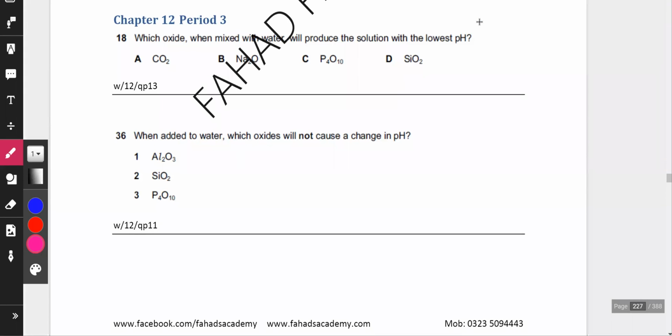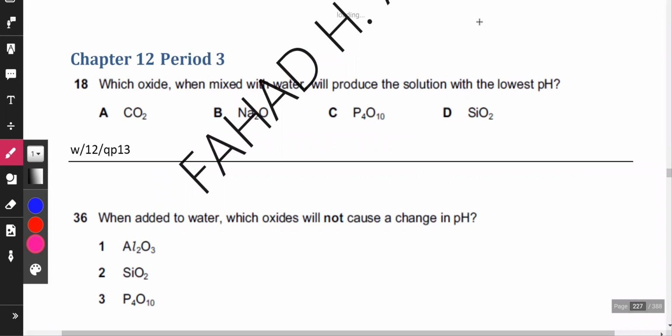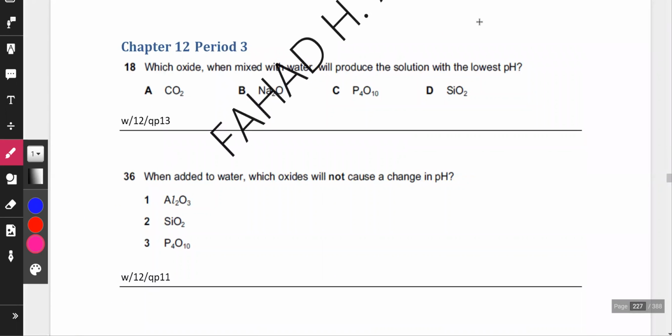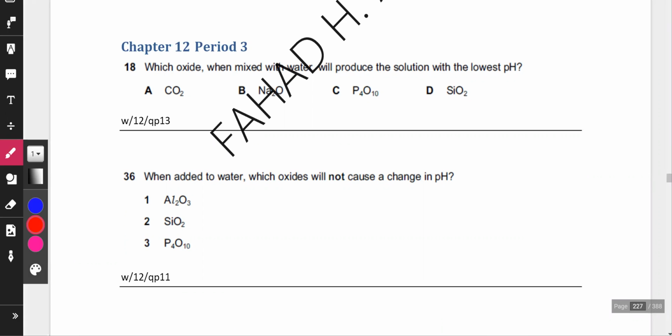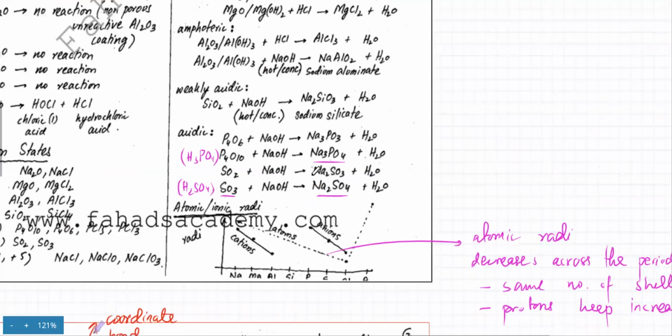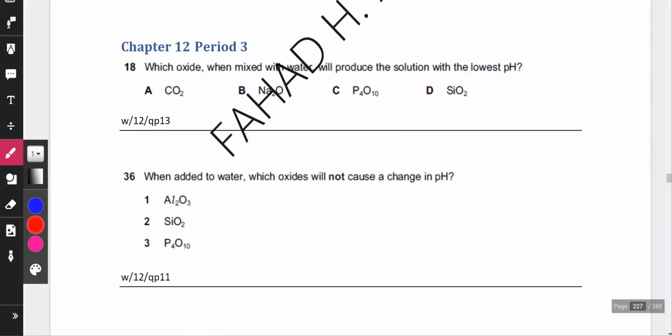So let's start with period three. Now, the question is which oxide, when mixed with water, will produce a solution with the lowest pH? Okay, the first one. The lowest pH. So which oxide was acidic? Just go back, have a look. Which one was the most acidic oxide? You had these, it was either phosphorus oxides or sulfur oxides. These were very acidic. So it's going to be phosphorus oxide. That's the one that's going to be acidic.